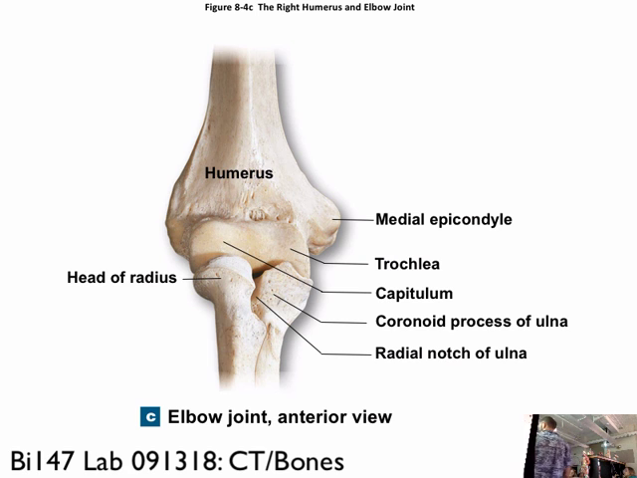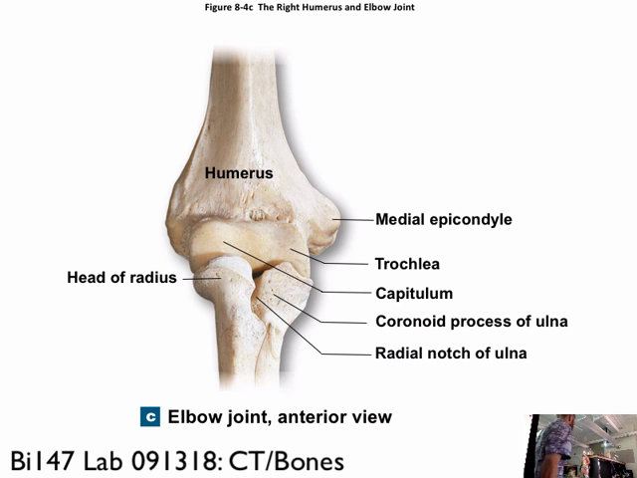Okay, so here, this is still anterior. This is the joint. You can see the whole joint. Here's the medial epicondyle of the humerus. This is the trochlea, the capitulum, the condyles. And it articulates with the radius and the ulna. So these two bones, the radius and the ulna. We'll go through that joint in more detail later.